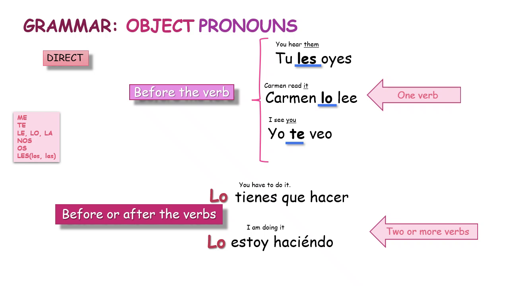For example, you have to do it could be "lo tienes que hacer" o "tienes que hacerlo". I'm doing it. "Lo estoy haciendo" o "estoy haciéndolo".